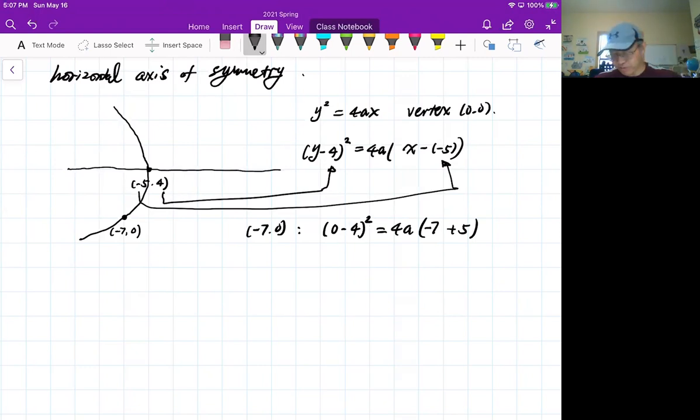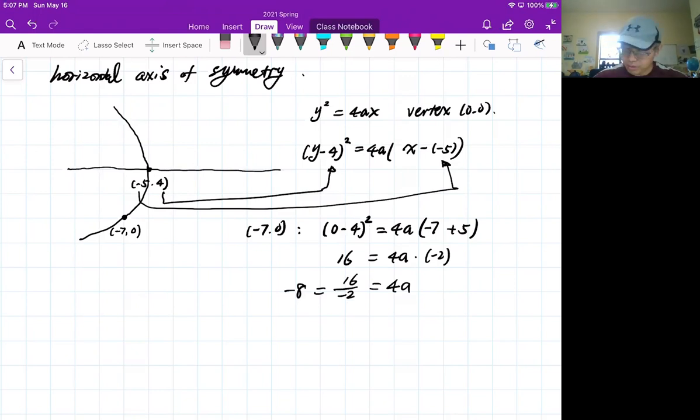But actually I just need the 4a. So the left-hand side is 16, right? 4a times -7 plus 5 is -2. So I just need the 4a. 4a is 16 divided by -2, and that's equal to -8. And then we are done.